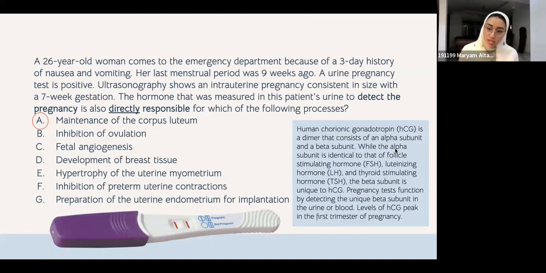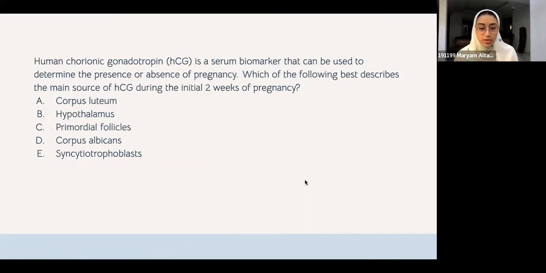If I'm talking about an ovulation test, I'm detecting mostly LH, that's the most important, maybe estradiol. If I'm talking about a pregnancy test, I'm detecting beta HCG. What does beta HCG do? It's going to maintain the corpus luteum so that my corpus luteum produces progesterone. Okay, is that clear for everyone? Okay, perfect.